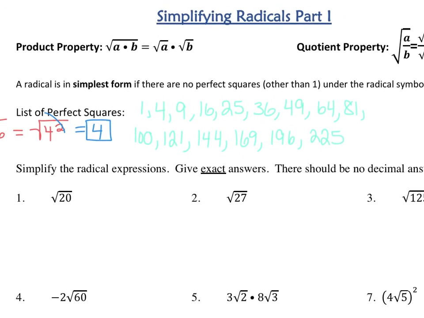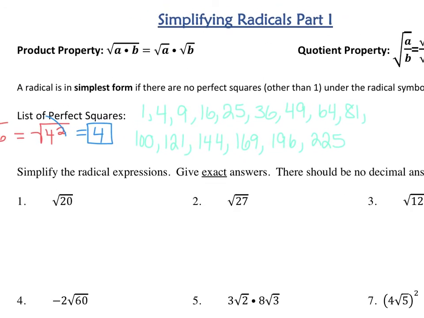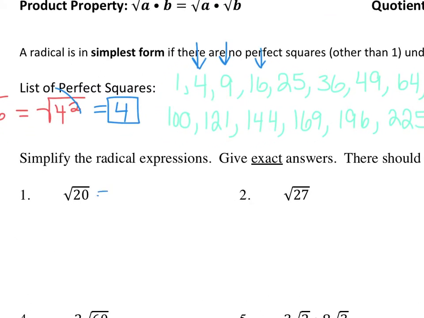So what I would do is I would start with perfect squares, the first one that's lower than 20. So the first one I see here is 16. Is 16 a factor of 20? No, it's not. Is 9 a factor of 20? No, it's not. Is 4 a factor of 20? Yes, it is. So what I could do is I'm going to rewrite the square root of 20 as the square root of 4 times 5.